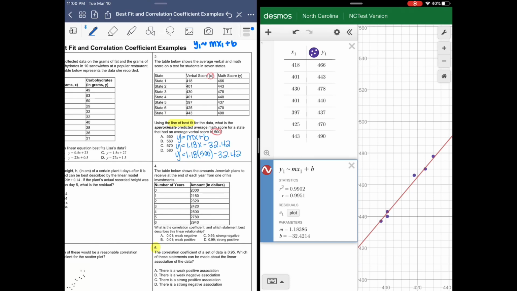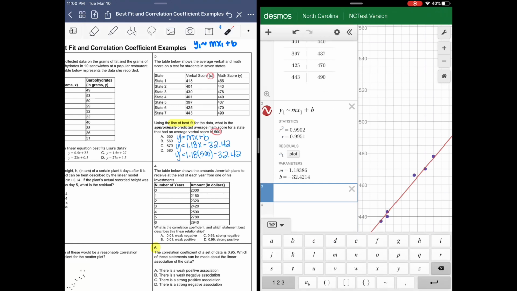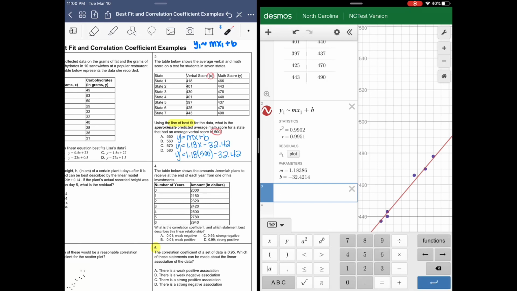Okay, so we just take 500, plug it in for X, and we want to know what the average math score is, right? So what is the math score? What's the Y value if X is 500? Over in Desmos, all I want to know is what is 1.18 times 500 minus 32.42. So that's what we're going to type in.